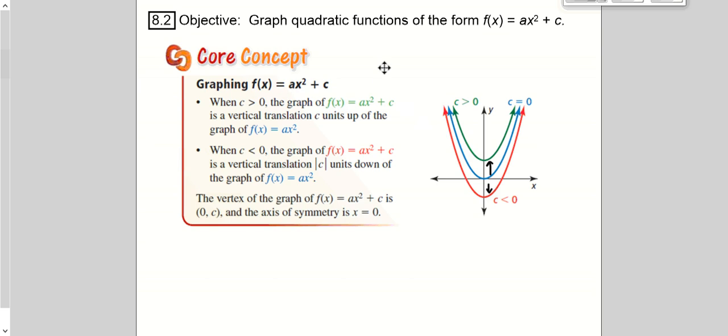When c is greater than 0, the graph has a vertical translation, c units up, of the graph of ax squared. When c is less than 0, it's a vertical translation, c units down from the graph of ax squared. So when c is positive, it's going to shift up. When c is negative, it's going to shift down. And that is called a vertical translation. A translation is a slide. It's like you take the graph, it's the exact same shape, but you're just sliding it down or up for a vertical translation.